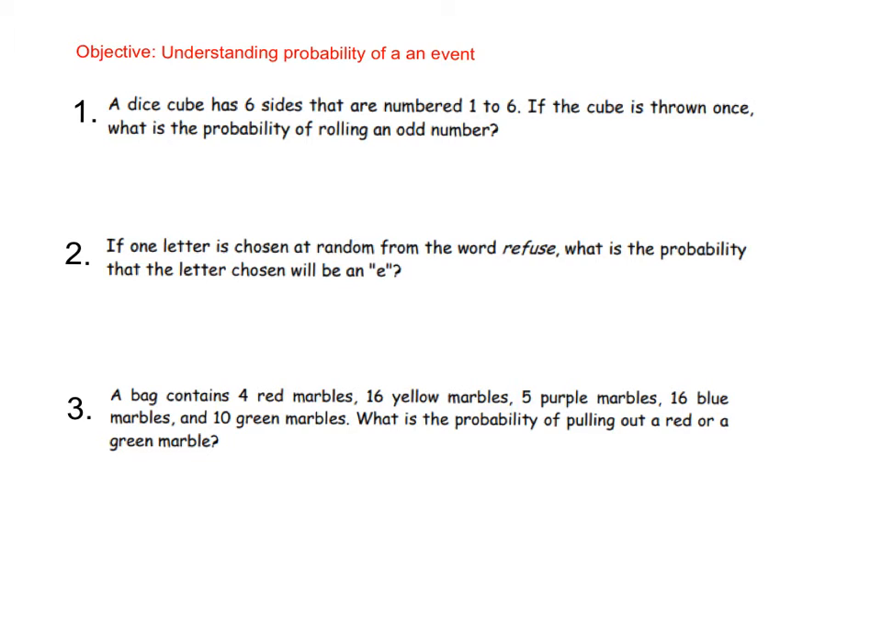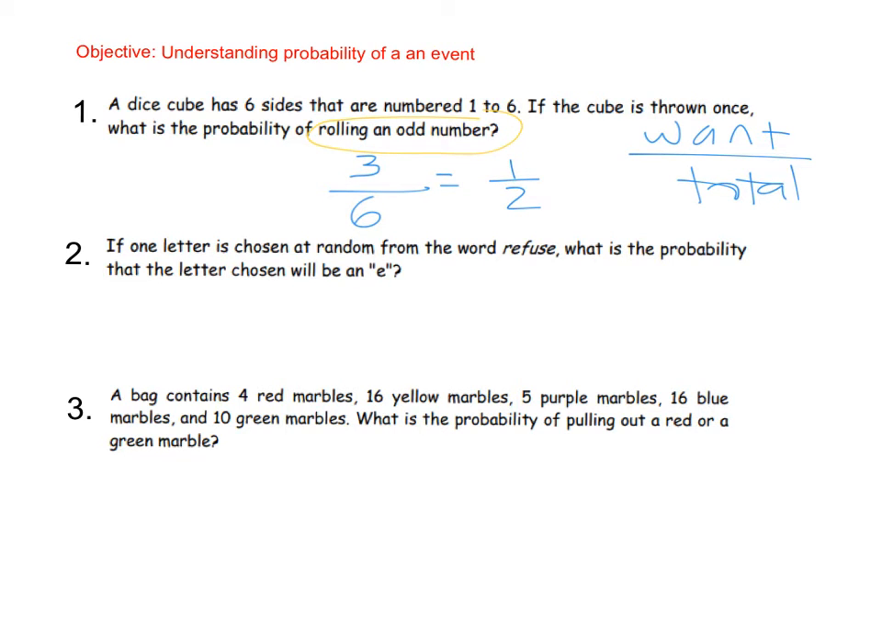So a dice cube has 6 sides that are numbered 1 to 6. The cube is thrown once. What is the probability of rolling an odd? So remember, it's what we want divided by the total. So total possibilities is 6. An odd number is what we want. How many odd numbers are on the die? 3. So that's a half.